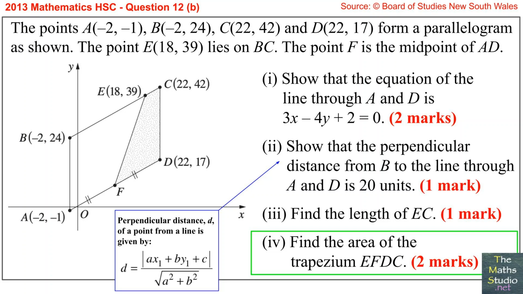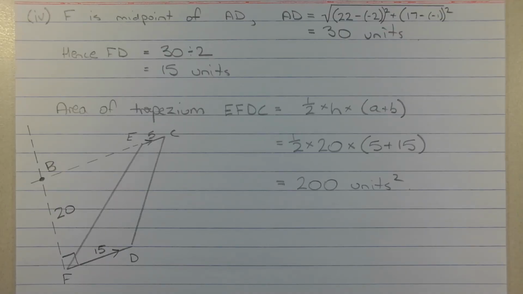Part 4. Find the area of the trapezium EFDC. To find the area of a trapezium, we need the lengths of the two parallel sides and the perpendicular distance between them. Now in trapezium EFDC, which I've sketched here for visual reference, the two parallel sides are EC and FD. Now the length of EC is 5 units, which we found in part 3, and the perpendicular distance between the two parallel sides is 20 units, which we found in part 2, because B lies on the interval that passes through EC, and FD is a subinterval of AD.